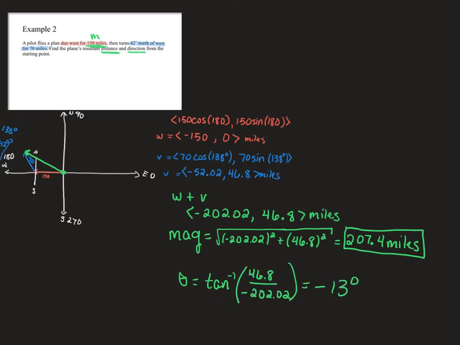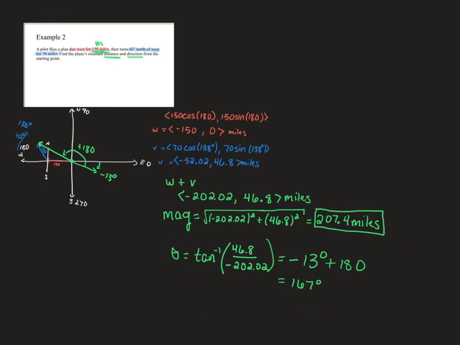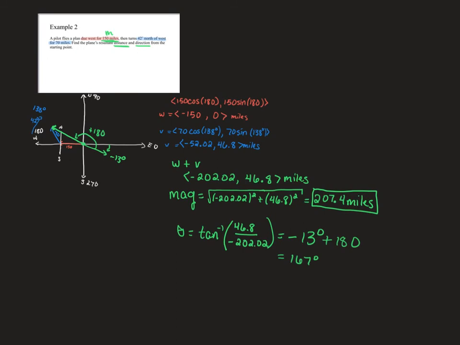Okay, because tangent inverse can sometimes be in the wrong quadrant, you always want to check. Negative 13 degrees is going to be in quadrant 4. So I need to get to my correct quadrant, so I'm going to add 180. And that gives me an angle measurement of 167 degrees. If I want to put this back in terms of the problem, I need to figure out how far off of 180 degrees that is. So if I'm at 167, I can say that's 13 degrees north of west. So there's the new direction of the plane and the new distance.